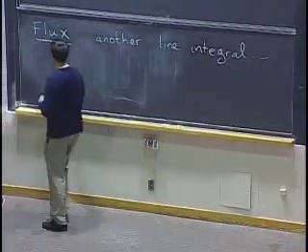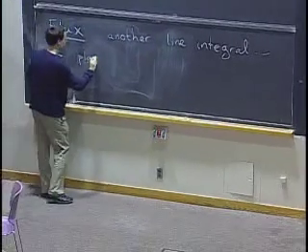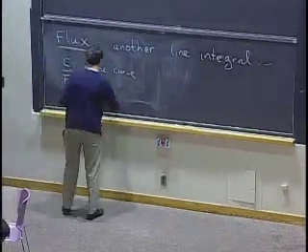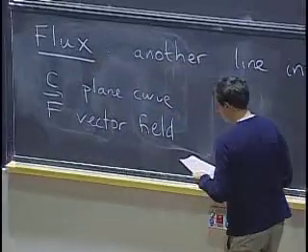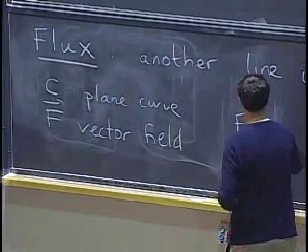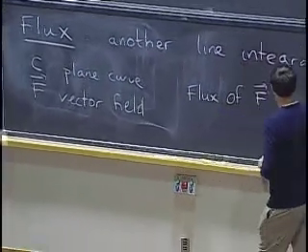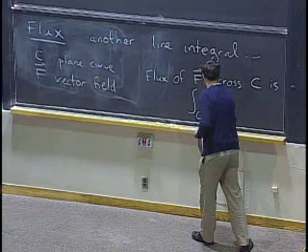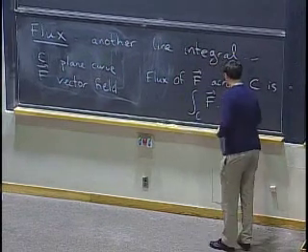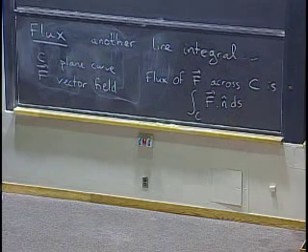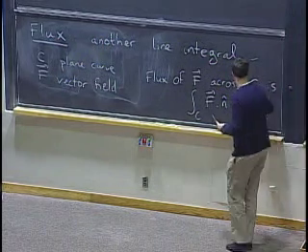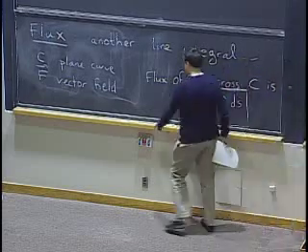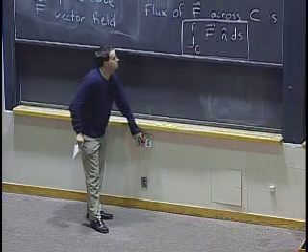So let's say that I have a plane curve and a vector field in the plane. Then the flux of f across the curve C is, by definition, a line integral that I will write with the notation f dot n ds. So I have to explain to you what it means. But let me first box that, because that's the important formula to remember. That's the definition. So what does that mean?